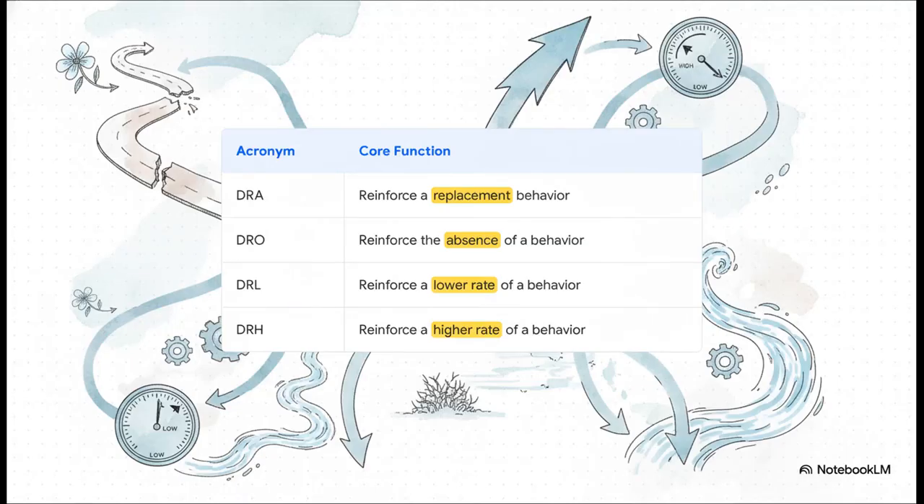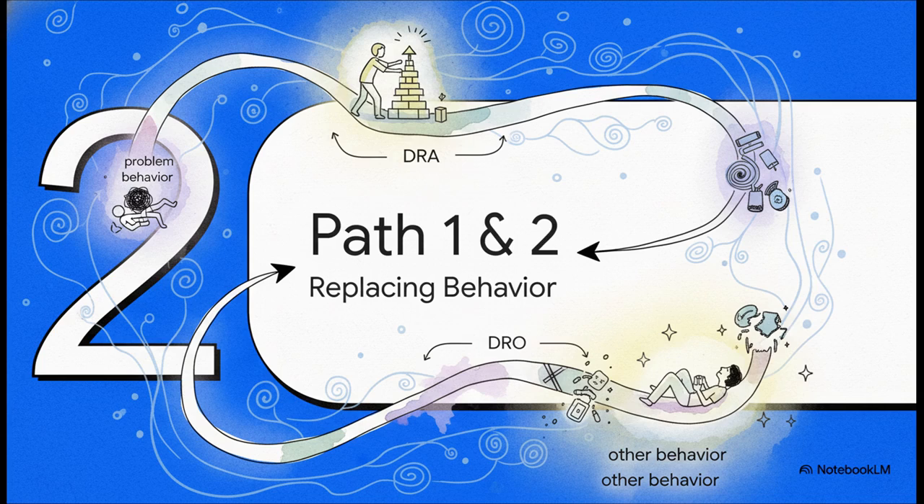You've got DRA, which is all about teaching a better replacement. DRO, where you reinforce the absence of a problem. Then you have DRL and DRH. Think of these as your volume knobs. One turns a behavior down, and the other cranks it right up. Now let's explore each one of these paths. All right, let's hit the road.